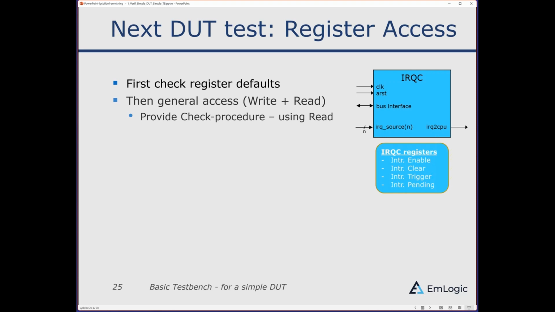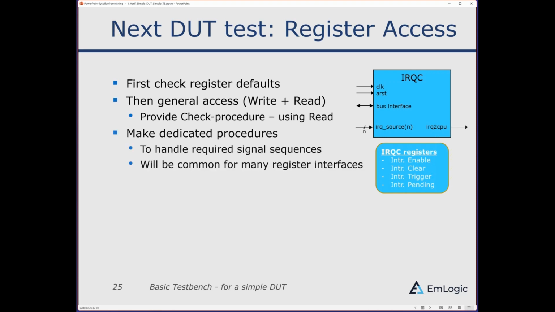Wait for signal stability, wait for a signal to be stable for a certain time. To pulse signals, which of course is very useful, in particular for this interrupt controller, to pulse the interrupts coming in, and aligning signal changes to clock edges, and so on and so on.